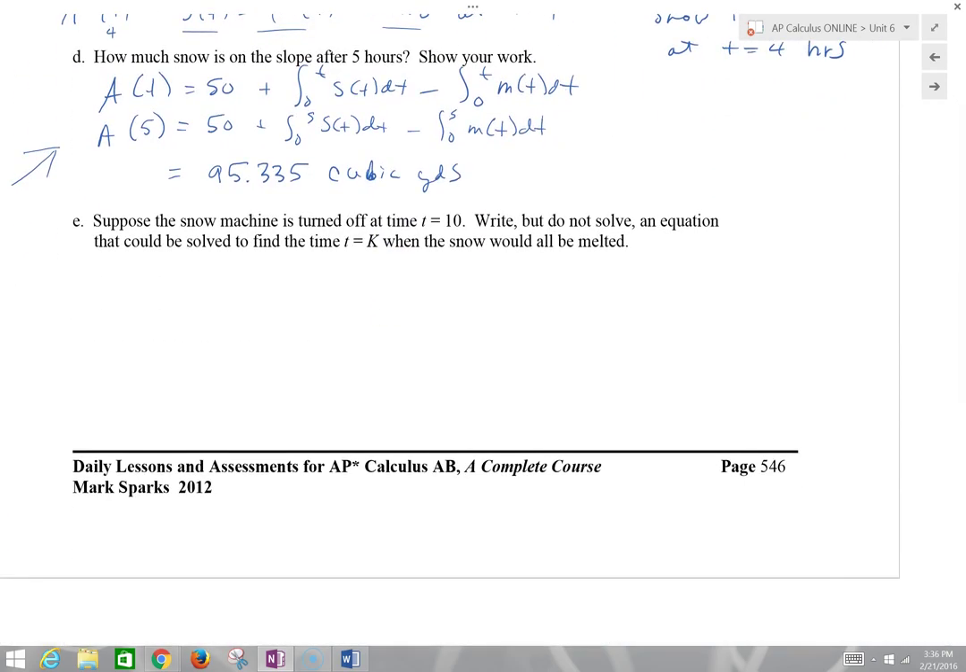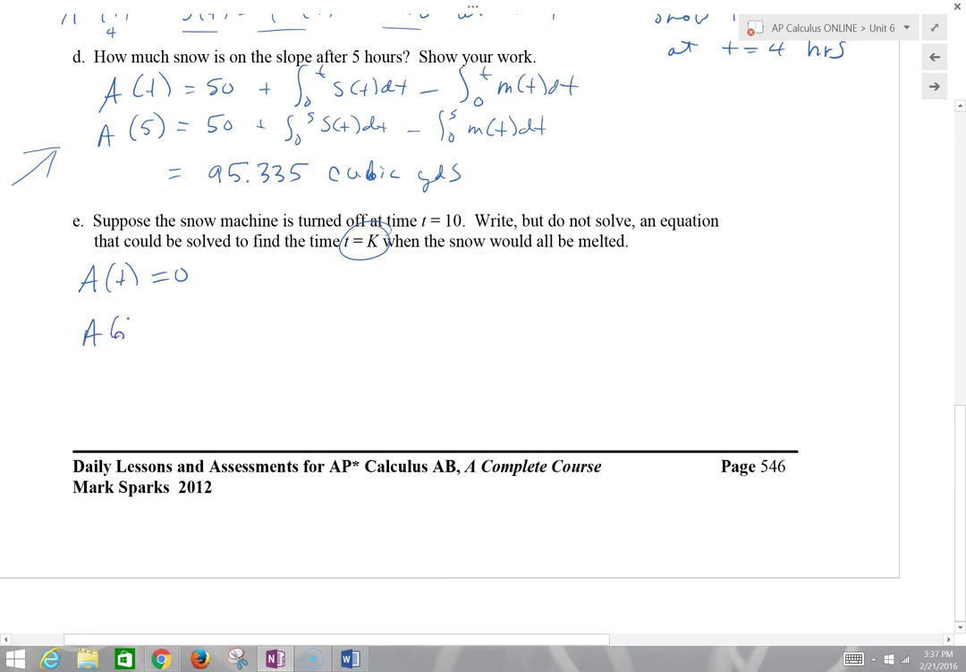Alright, part E. Suppose the snow machine is turned off at t equals 10. Write, but do not solve, an equation that could be solved to find the time, or t equals k, when the snow would all be melted. So what we want is we want the amount of snow, which we defined as A of t, to be equal to 0. But we want to know at what time k does that happen.